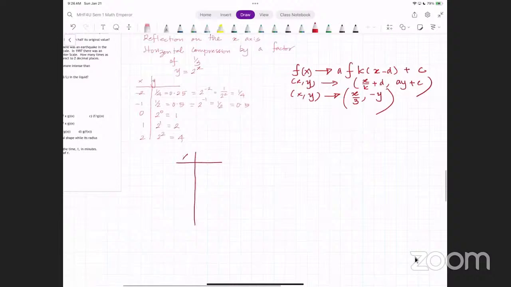So let's generate these new points from the original points. So this is x, this is y. So minus 2 is going to be minus 2/3, and 1/4 for y is going to be minus 1/4. Minus 1 is going to be minus 1/3, and then this one is minus 0.5. 0 is going to be just 0, and this is going to be minus 1. And 1 is going to be 1/3, and then 2 is going to be minus 2. And then 2 is going to be 2/3, and then here, 4 is going to be minus 4, isn't it?